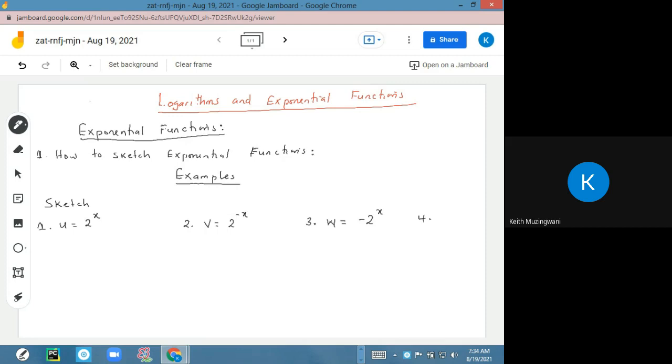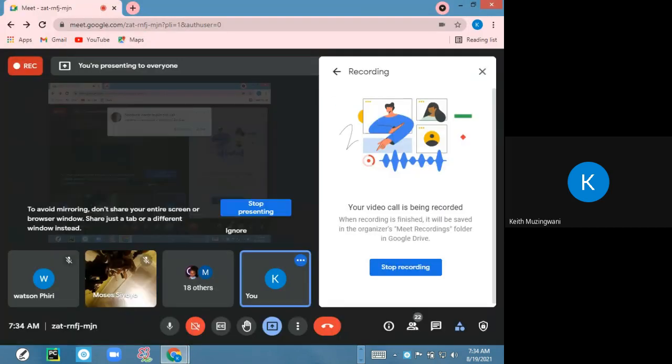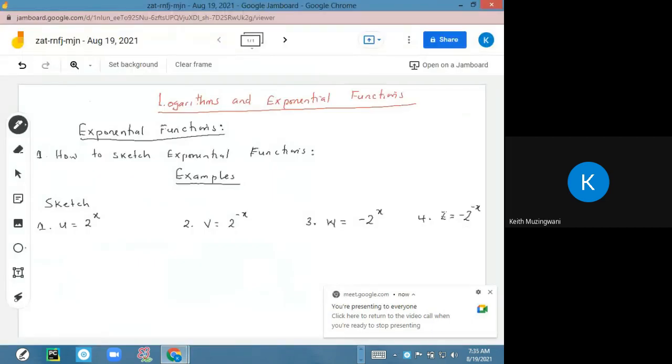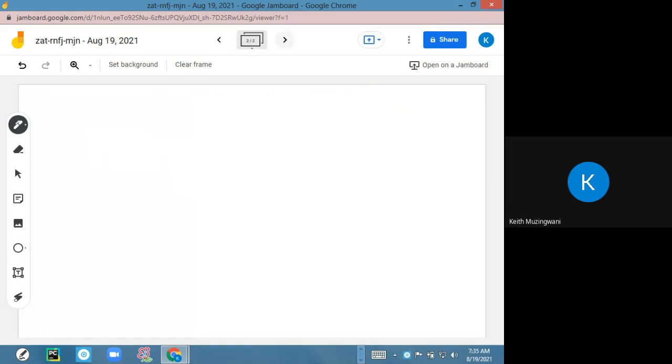And 4, z is equal to negative 2 to the power negative x. So I want to sketch these 4 functions and see how far we go. So start with the first one. I'd love to put them on one sketch. So let me bring them here.